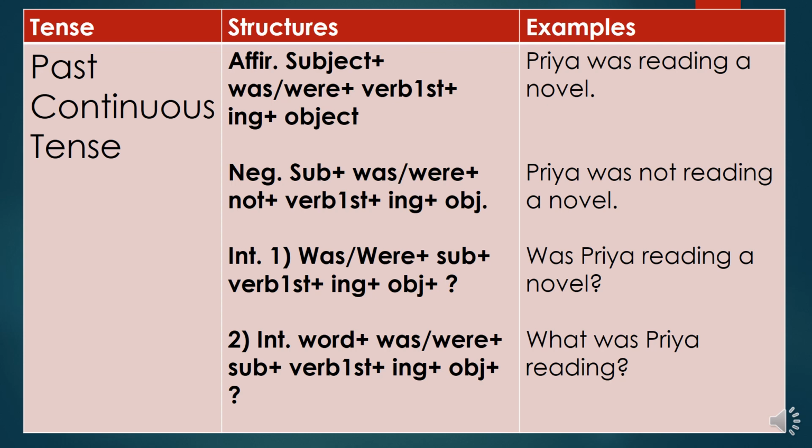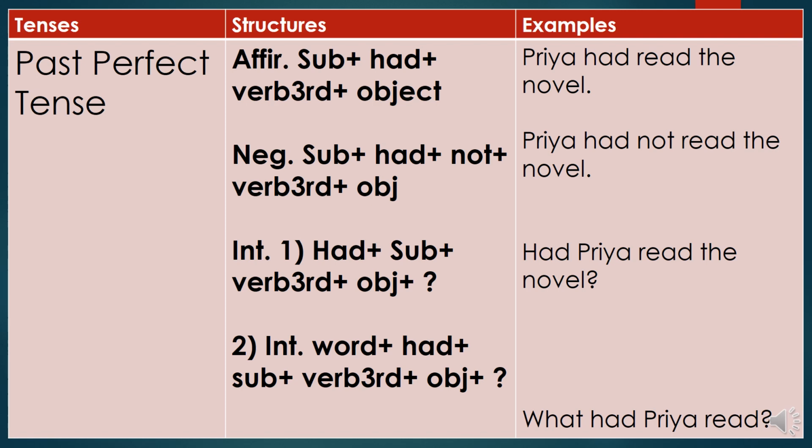Now coming to the third kind of past tense, the past perfect tense. So what is the past perfect tense? The past perfect tense expresses an action which had been completed before another began. We will always use this type of sentence when we want to express some action that had been completed before another began. So we show some action that has been completed before the other is beginning.